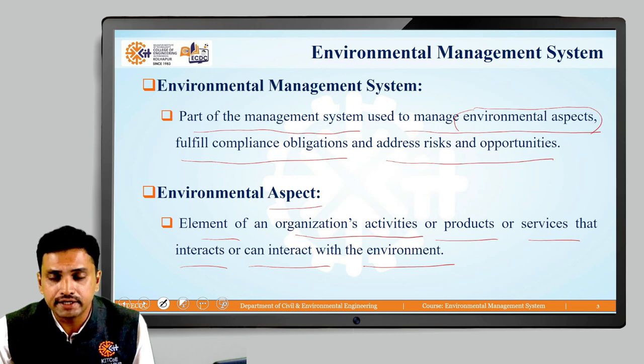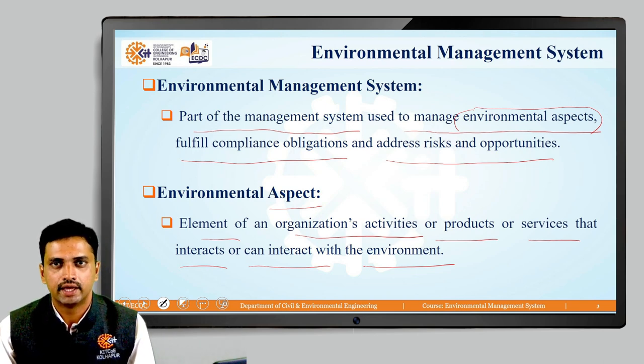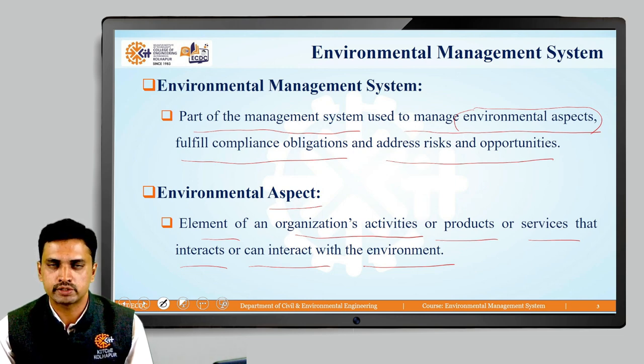The second term is environmental aspect. It is the elements of an organization's activities, products and services. Environmental aspect means an organization's activity, product or service, or it could be the elements of these activities, products and services, which interact with the environment. Say, for example, we have one transportation agency as an organization. When they carry out their activity of transportation, suppose they are using vehicles for transportation of goods. Because of the vehicle movement, fuel is consumed, and because of this, emissions are caused. So, in this particular case, the transportation activity, the running of the vehicles, is called an aspect, and the respective impact is the emissions to air, which will cause air pollution.